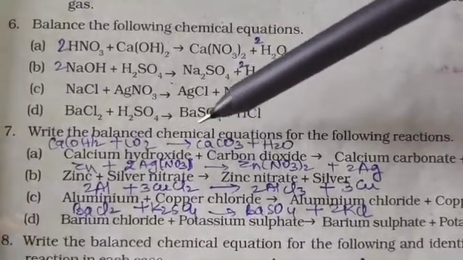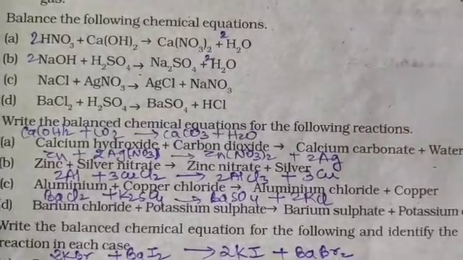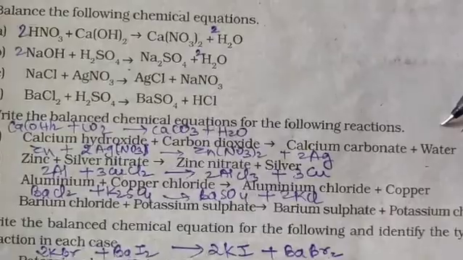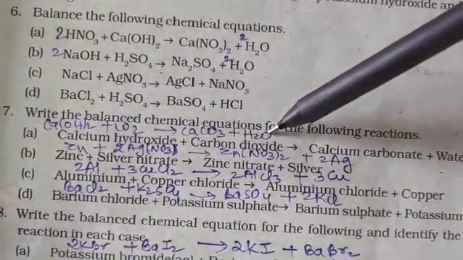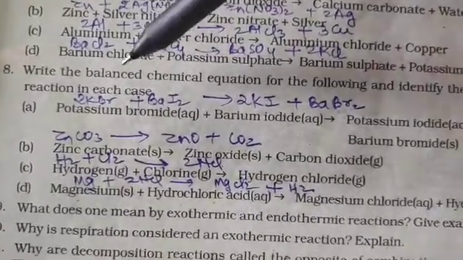Next is the 7th question, write balanced equation for the chemical reaction. This time they are giving you a word equation. This is called a word equation. Calcium hydroxide plus carbon dioxide giving calcium carbonate and water. See, word form they are given. You have to convert it into the formula form and then you balance it. Very important.